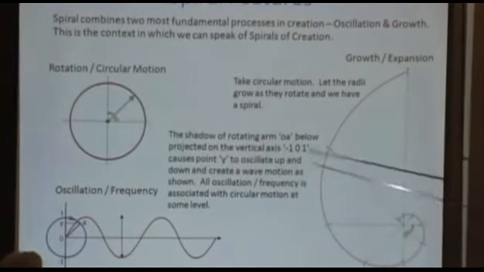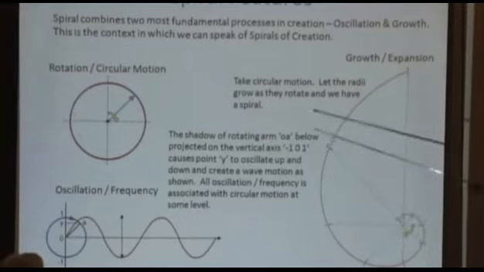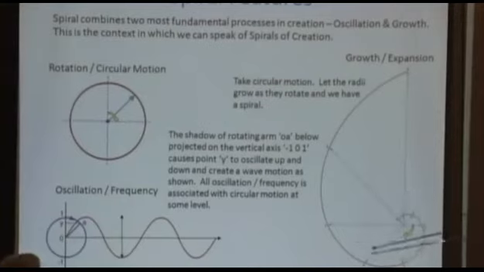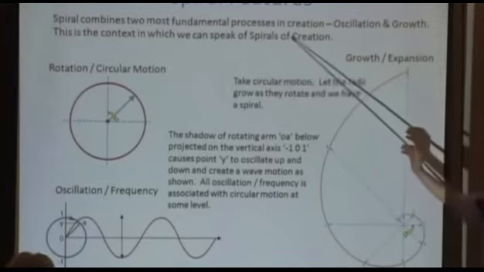Now, if we compare that with the spiral, again, we have the rotation. We have an arm spinning around, but as it spins around, it's also increasing. So the spiral combines the rotation of the circle with the process of expansion, where the arms are getting bigger as they rotate, as they move further out. So the spiral combines the rotation of the circle with a process of growth or expansion. So it combines two fundamental processes in creation, and this is the context in which we can speak of spirals of creation.